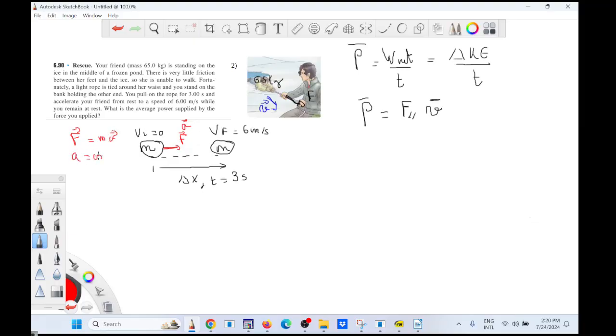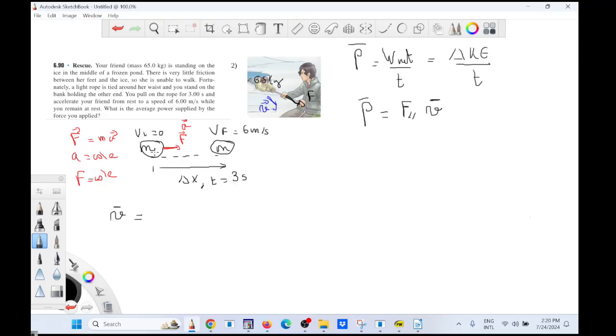So A is constant, F is constant. So it's going to speed up. It's spinning up from here to this position there. So I can use this definition. So let's use that definition here. So let's find the average speed.